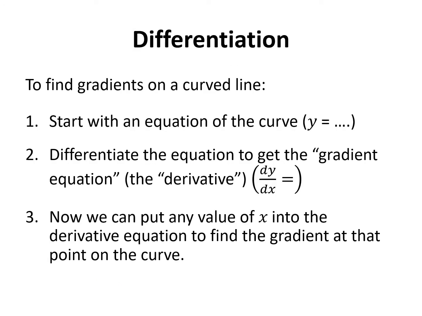A reminder of what we're going to do. We're going to start off with an equation of a curve. It will be y equals something. Then we're going to differentiate that equation and create the gradient equation. Once we've got that gradient equation, we can put numbers into it to find particular gradients at any point on the curve.